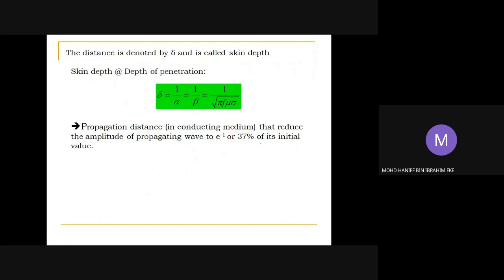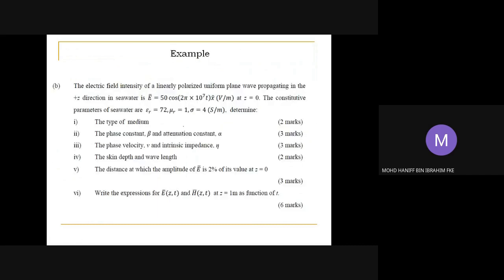This is what we have discussed just now, the skin depth, which equals 1 over alpha. It can alternatively be described as a distance in the conducting medium in which the amplitude of the wave has been reduced to 36.8%, or just 37%, of its initial value. That is another explanation for the skin depth. I think those are the important things to be discussed in this topic of wave propagation in conductors. We can then proceed with these examples.